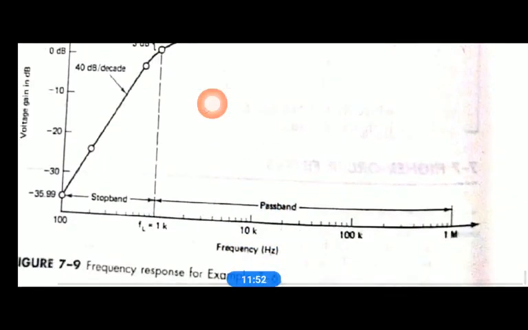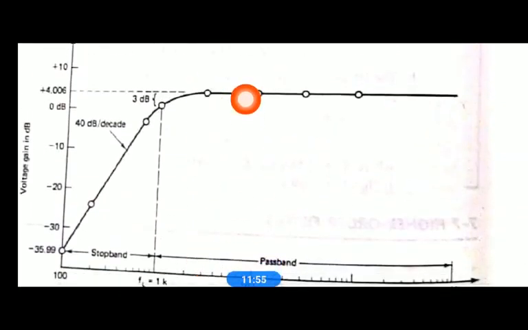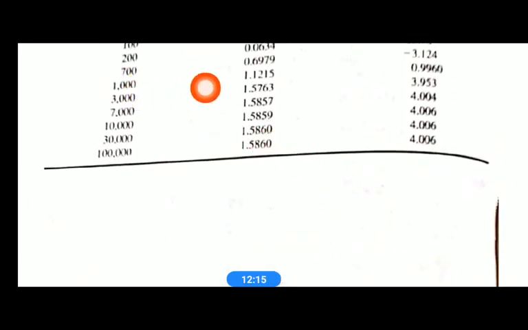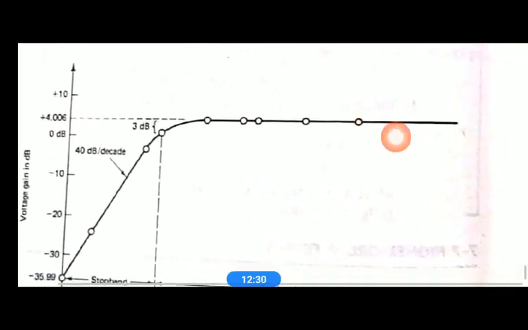Then similarly we calculated for 3000 hertz, 7000 hertz, 10,000 hertz, 30,000 hertz, and 100 kilohertz. For that we are making points. Approximately the same value is obtained for all frequencies above FL. You see approximately for 3,000, 7,000, 10,000, 30,000, 100,000, and so on, if you go on increasing, you will get approximately the same value in dB, that is approximately 4. You make these points and draw this graph.